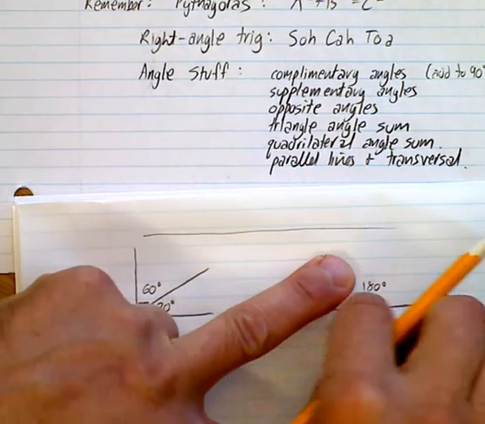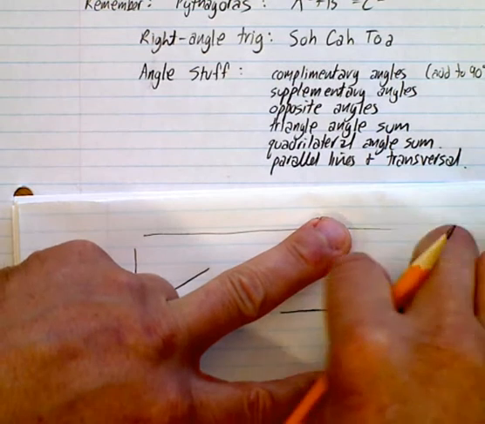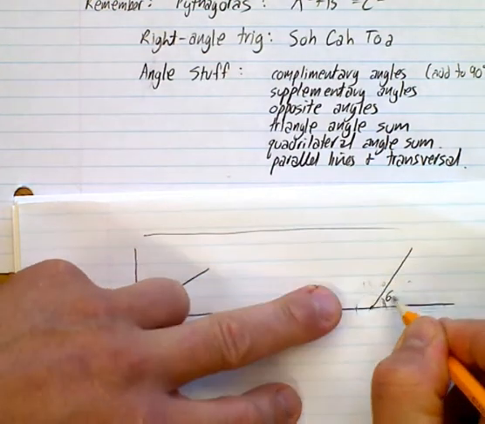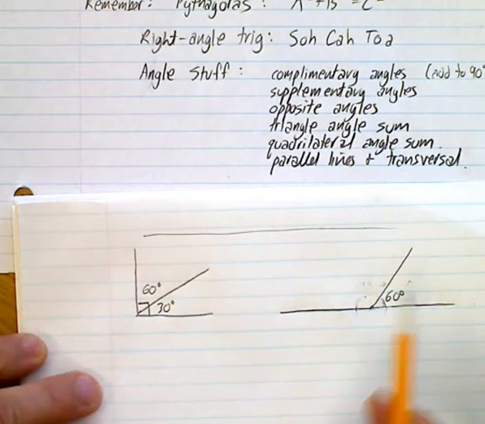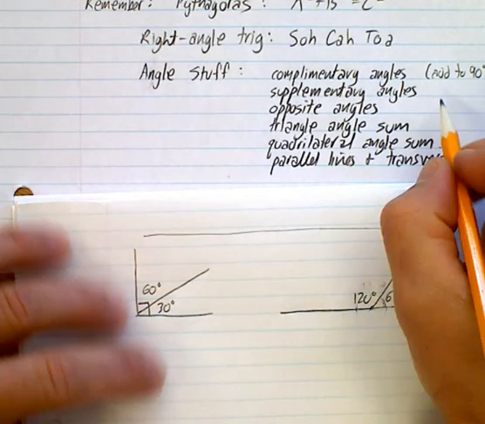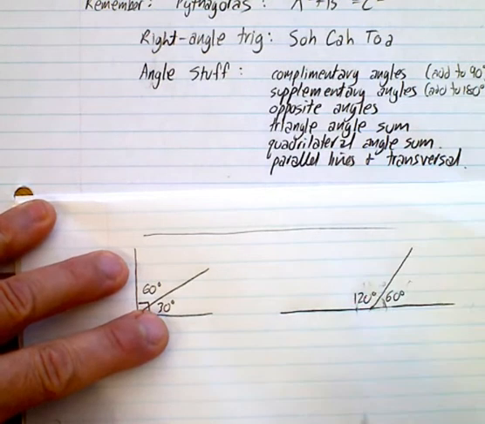So if you know that a straight line has 180 degrees, and then I put one in here that has 60 degrees like this, you know right away that that one there has to be 120 degrees because they have to add to 180 degrees, okay?